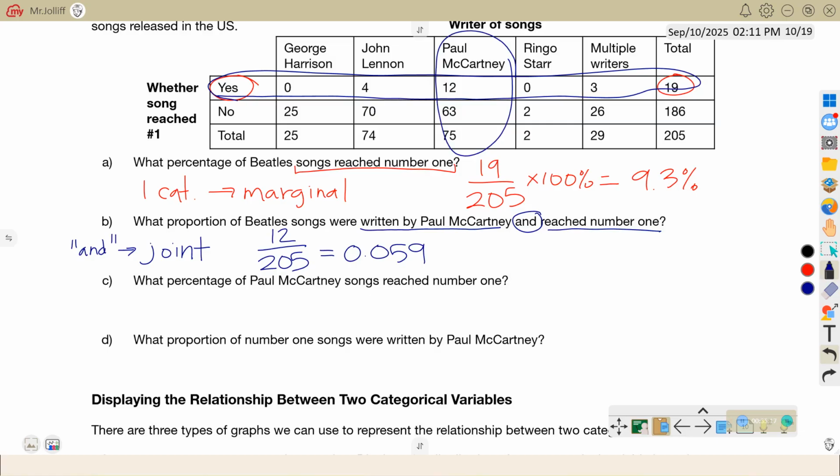I need a different color. Let's go pink. Pink is a good color. What percentage of Paul McCartney songs reached number one? Amy, what keyword is in that phrase that I'm looking at? The keyword here. Of. Yeah. Specifically, it says of Paul McCartney songs.